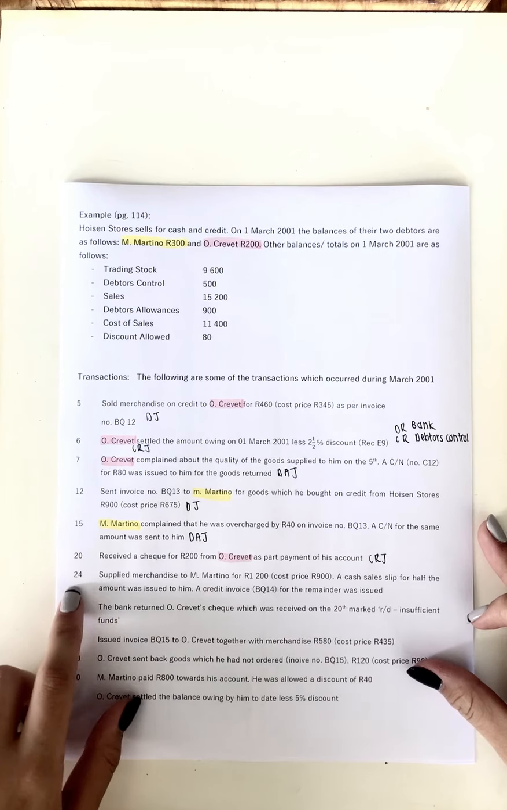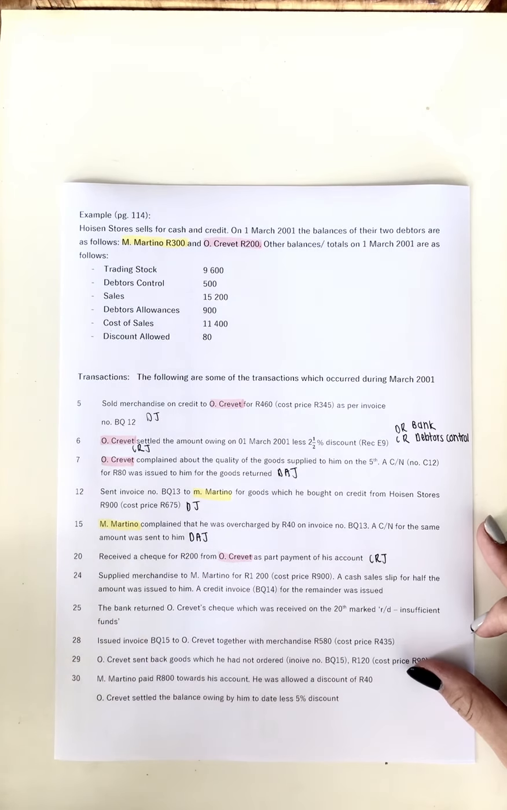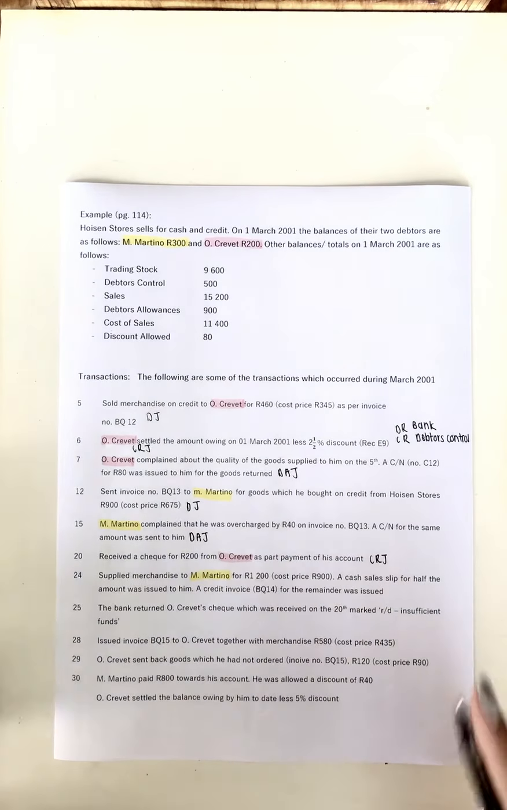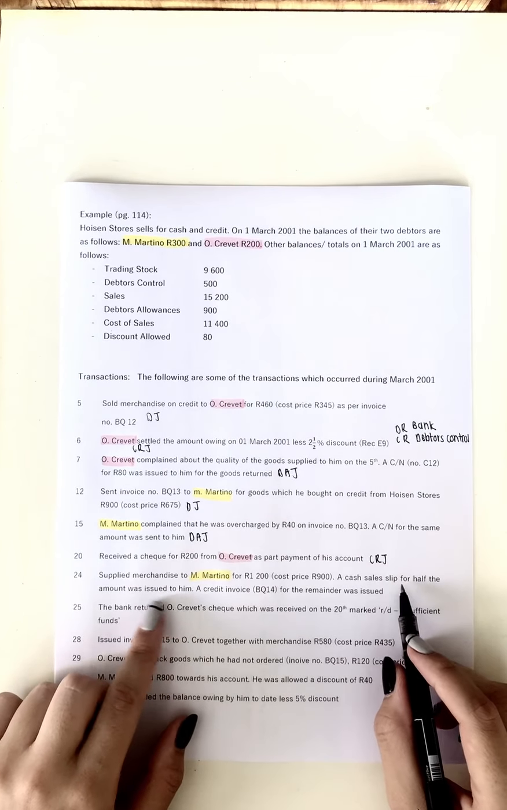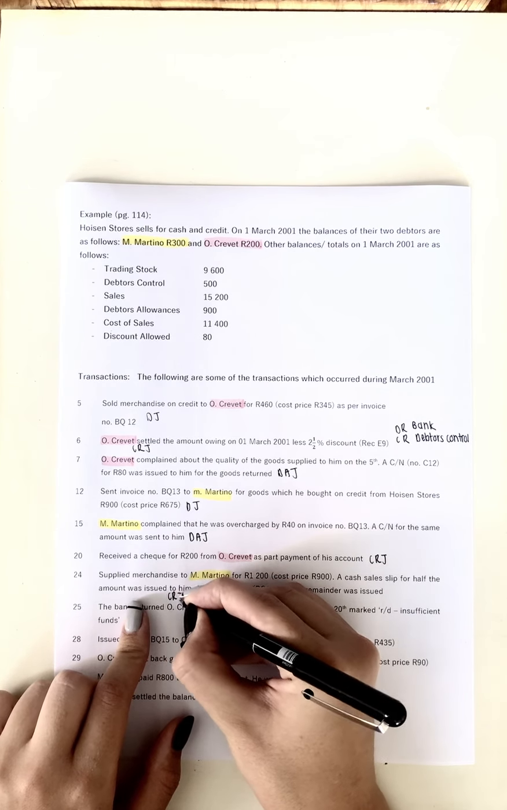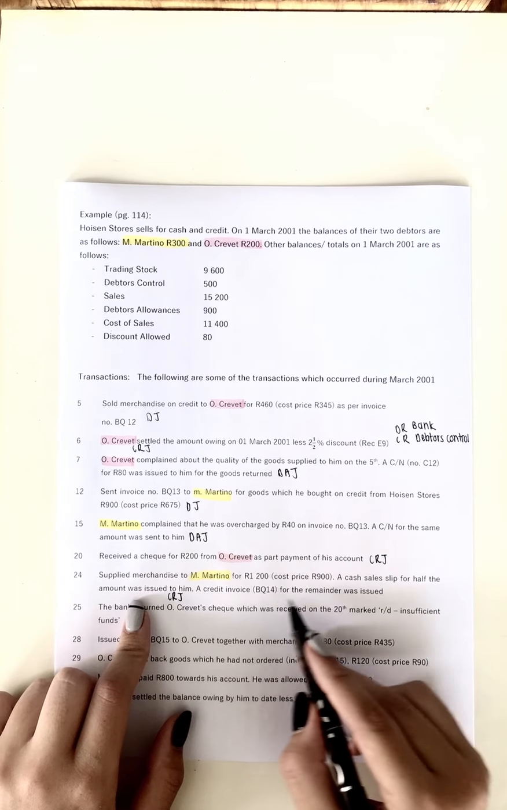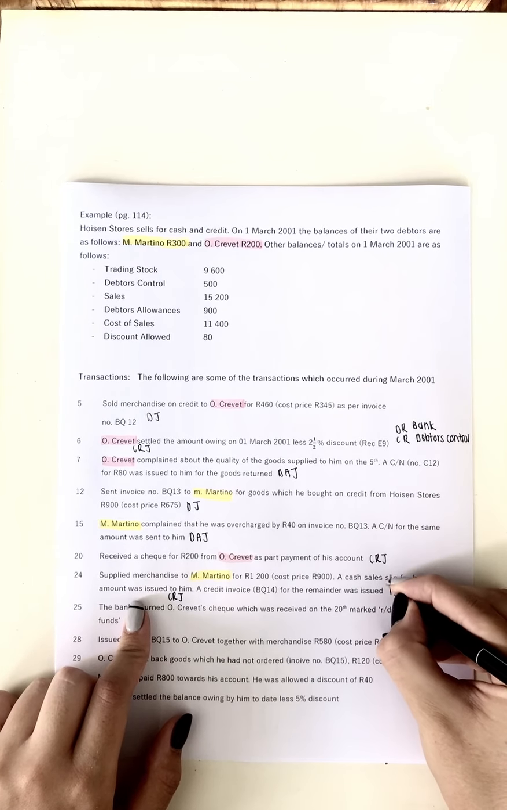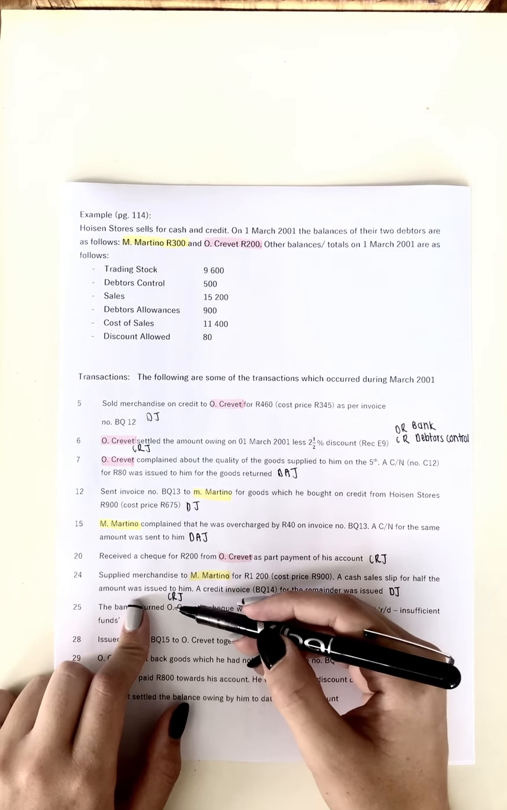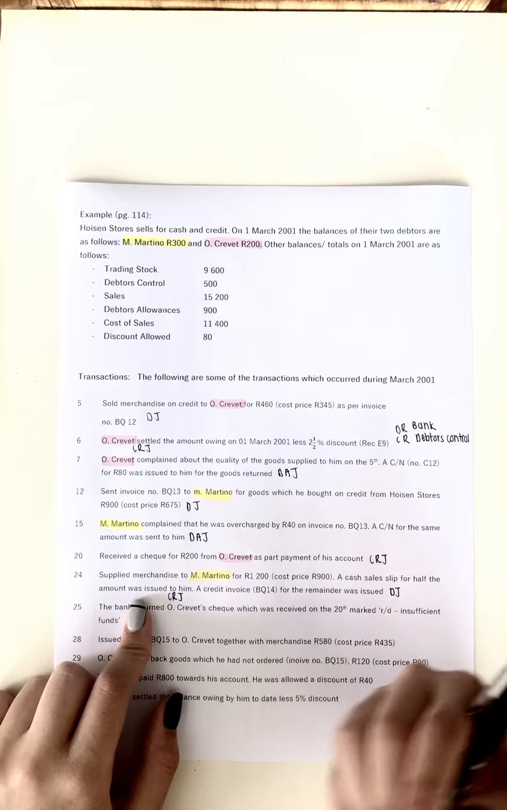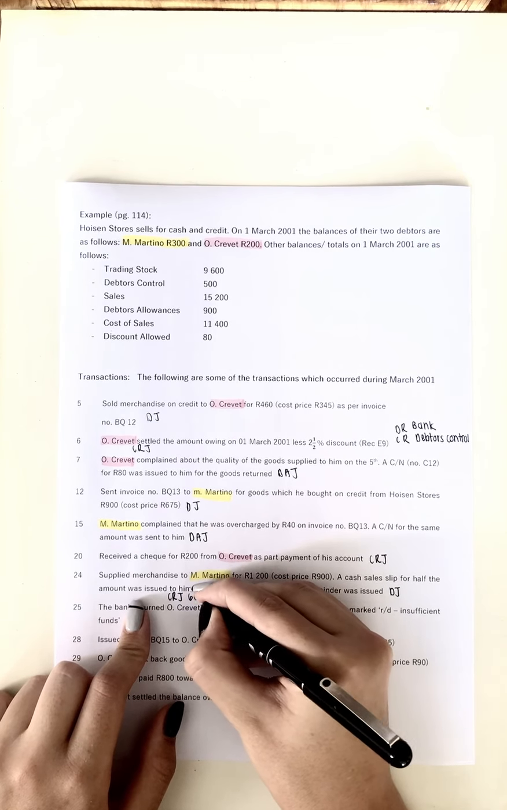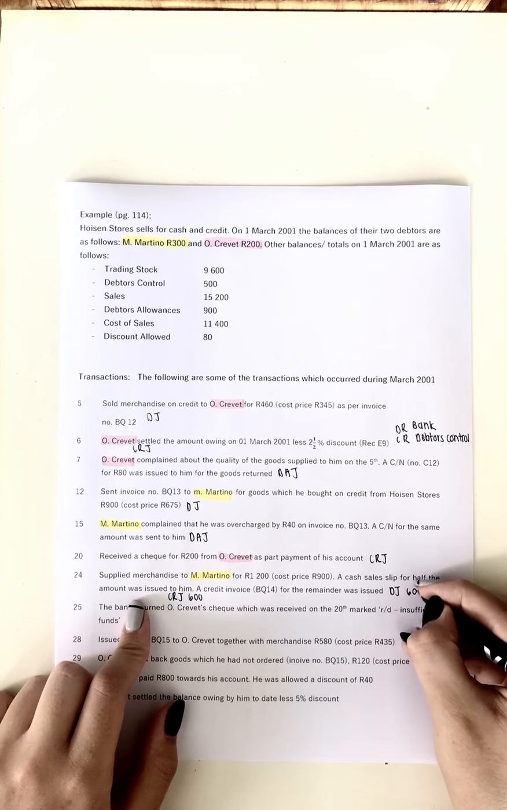Okay. 24th, supplied merchandise to M. Martino for 1,200 Rand. Cost price 900. A cash sales slip for the half amount was issued to him. So we know from the previous exercise this goes into the CRJ. And a credit note invoice for the remainder was issued. So this is our DJ. So it's the same as the previous exercise, except now we actually do have a CRJ to post this to. So now you guys can see how that's going to look. So we said that this was half and this one was half.